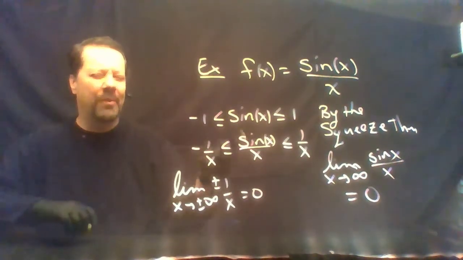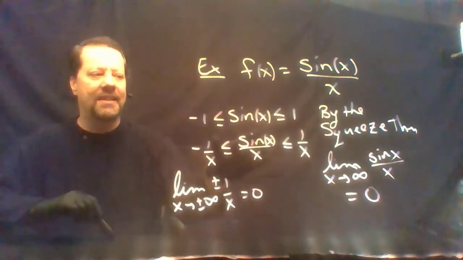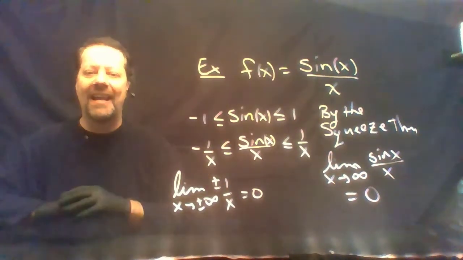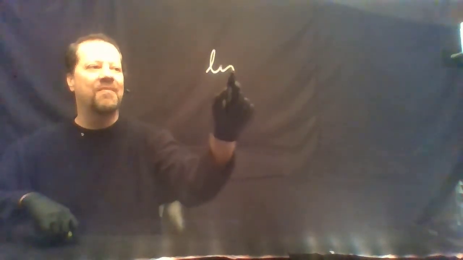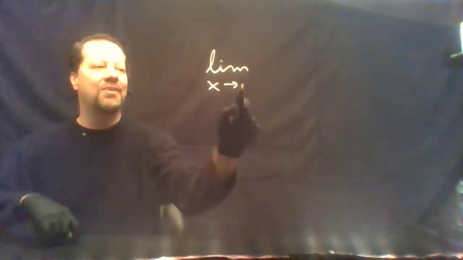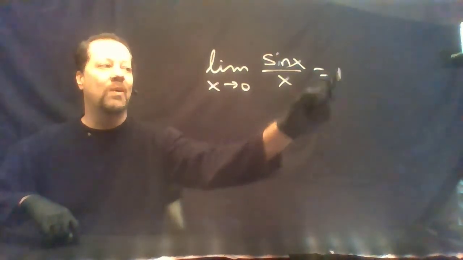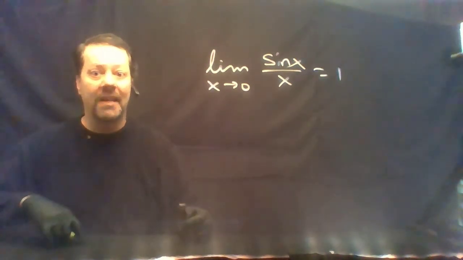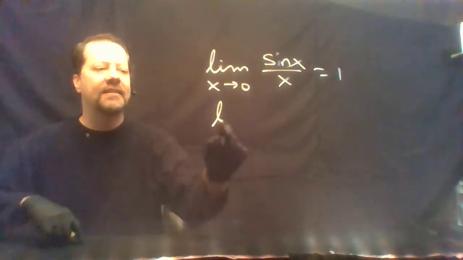You can see the principle here being that the bottom blows up, but the top stays bounded. When that happens, the whole thing gets driven to 0. I want you to remember these two examples. The limit as x goes to 0, sine x over x is 1. We spent a long time proving that. That's hard won. You need to remember that.